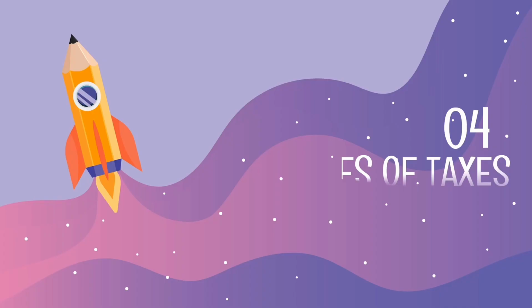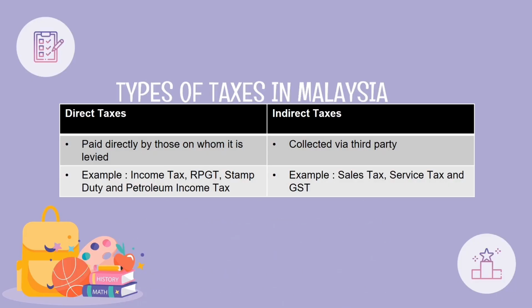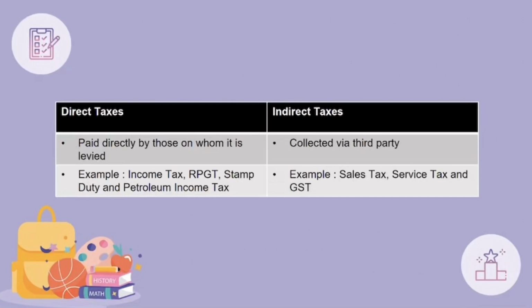Next, I will be explaining about types of taxes in Malaysia. There are 2 types of taxes in Malaysia. The first one is direct taxes and the second one is indirect taxes. Direct taxes are paid directly by those on whom it is levied. For example, income tax, RPGT, stamp duty, and petroleum income tax. For indirect taxes, it is collected via third party. For example, sales tax, service tax, and GST.